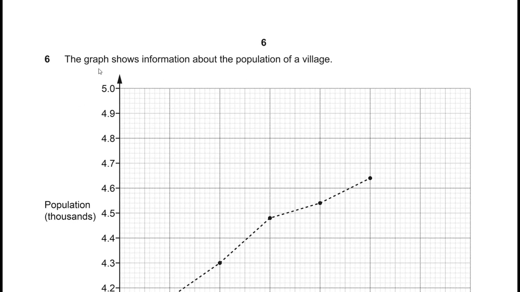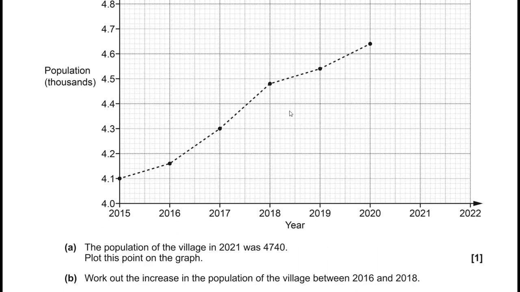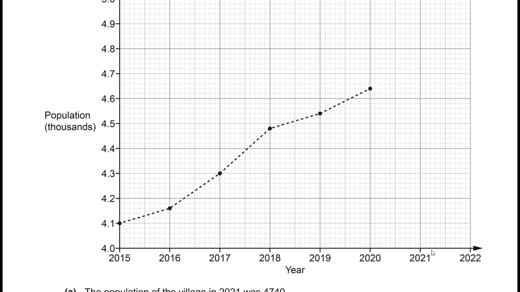Question number 6. This graph shows information about the population of a village. We've got the year and then the population in thousands. For part A, the population of the village in 2021 was 4,740. We have to plot this point on the graph. So in the year 2021, we've got 4,740. That's over here. We've plotted the point.